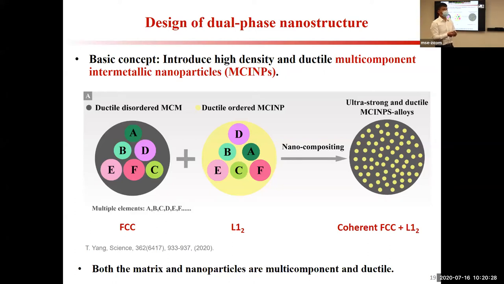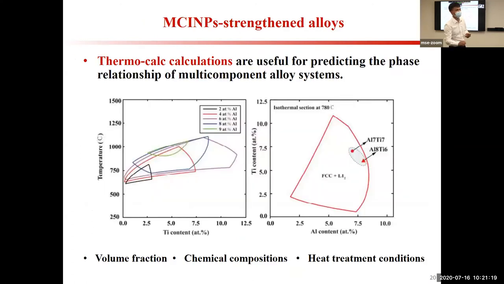So based on this thinking, we introduce the high density and also ductile multi-component nanoparticles in one alloy system. From this figure, we can see that the matrix is the FCC structure, which is actually very ductile. And also for the second phase nanoparticle, it shows the ordered FCC structure, the L1-2 structure. It's also a very ductile phase, especially when they are precipitated out in a single crystal form. And we use proper thermomechanical processing to put together these two kinds of nanostructure in one system and keep the structure at the nanoscale. And by this way, we design the ultra strong and also ductile materials.